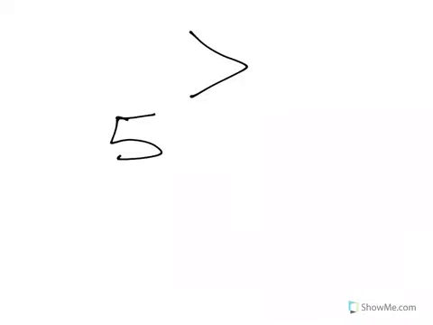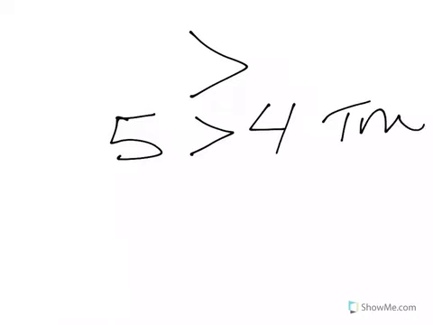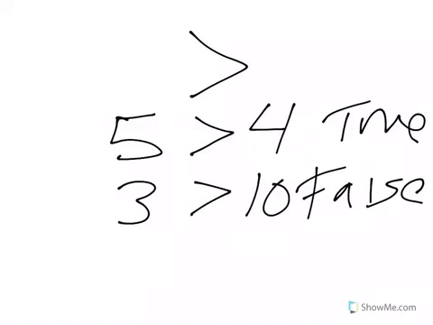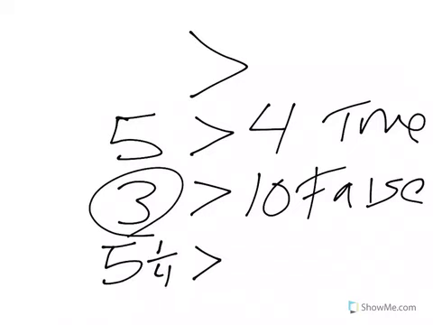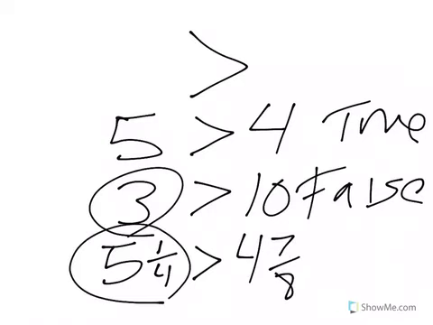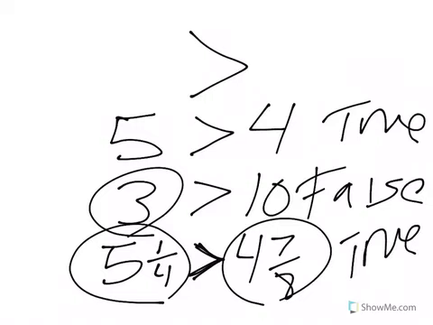Okay, this symbol is the greater than symbol, right? So you say, well, 5 is greater than 4. That's true. What is on this side is bigger than what's on this side. If you said 3 is greater than 10, that's false. That's not true. What's on this side is not greater than 10. Okay? So you could say 5 and 1/4 is greater than 4 and 7/8. That's true, because 5 and 1/4 is a little bit more than 5. 4 and 7/8 is just barely a little bit less than 5. So this symbol saying that 5 and 1/4 is greater makes that a true number sentence.